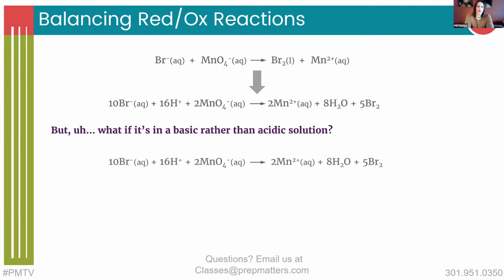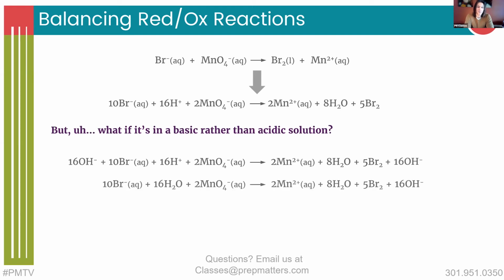But then we can make this into a basic solution rather than an acidic solution by solving our problem. Our problem is that I have 16 H pluses, right? Well, what I'm going to do is add 16 OH minuses to both sides of the equation. Why am I going to do that? Because what did we say happened? Hydronium and hydroxide get together to form water. So I can combine those to form water.